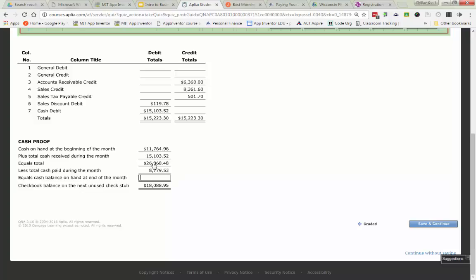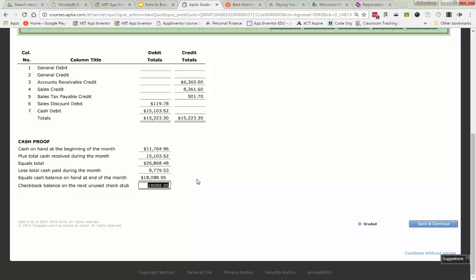Now, the next thing I do is it says less total cash paid during the month, which was on our cash payments journal. So I'm going to subtract $8,779.53 from the number I just calculated. That gives me $18,088.95. And then I stand up and do my happy dance, woo, woo, woo, because these two numbers equal.